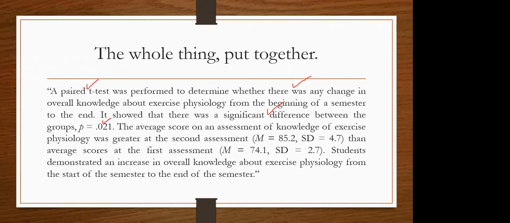The average score on an assessment of knowledge of exercise physiology was greater at the second assessment than the first. Okay, here's your mean and standard deviation for one group. Here's your mean and standard deviation for another group. Students demonstrated an increase in overall knowledge about exercise physiology from the start of the semester to the end. Okay, and I'm just comparing these two averages. Here's the average at the end, and here's the average from the beginning. So that's what you're doing.